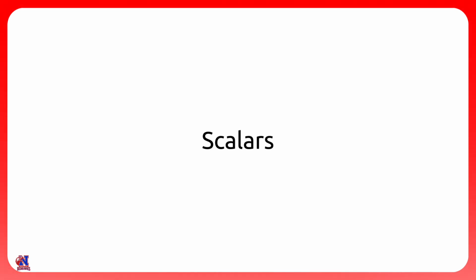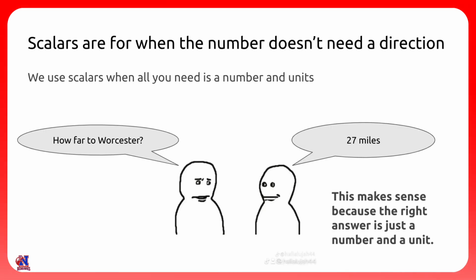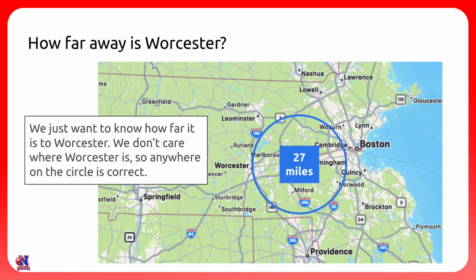Okay, so let's talk about scalars. Scalars are for when the number doesn't need a direction. So in this case, the person says, "How far to Worcester?" and the other person says 27 miles. That's a fine answer. The person didn't ask, "Where's Worcester?" just how far is it? It's 27 miles away. So again, scalars have units, but they don't have direction. 27 miles is anywhere on this blue ring around where we're standing, and sure enough, Worcester is on the blue circle, so that's correct, 27 miles.